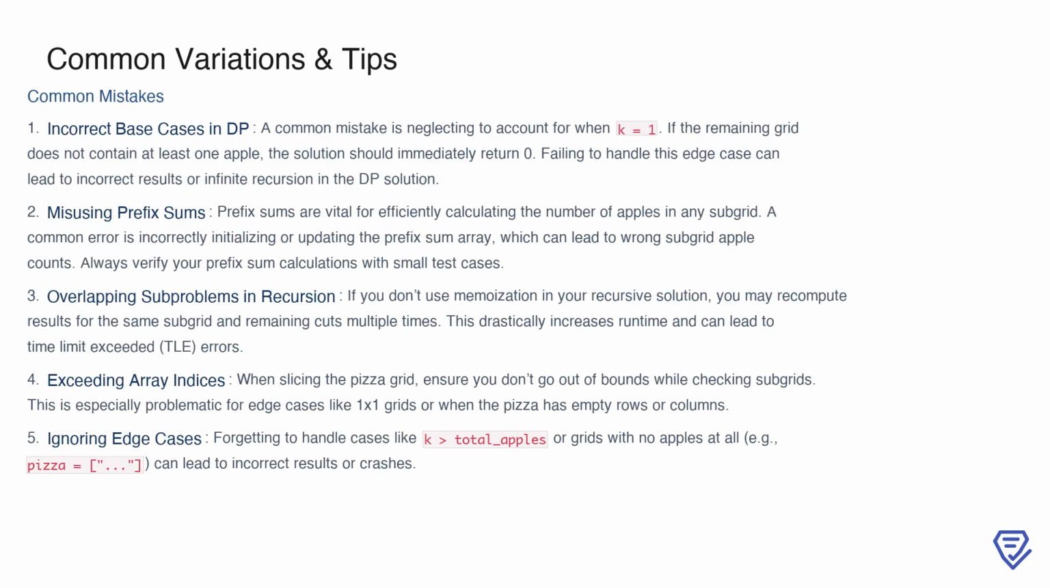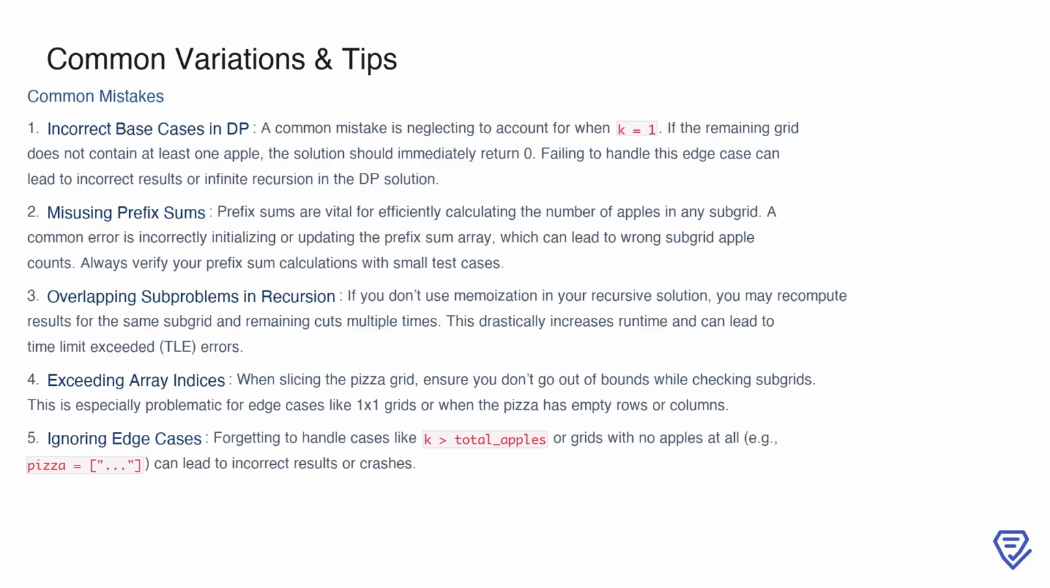When solving this problem, there are some common mistakes you'll want to avoid. First, it's crucial to handle the base cases in your dynamic programming solution correctly. Specifically, when K equals 1, you need to check if the remaining grid has at least one apple. If it doesn't, the result should be 0, as no valid cut can be made. Skipping this check might cause your code to produce incorrect results or even enter infinite recursion.